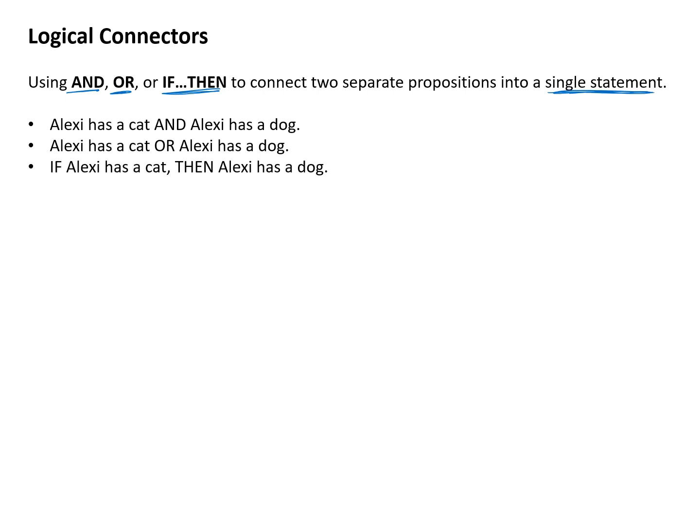Examples of using and, or, and if then. So let's say I have the two statements, Alexi has a cat and Alexi has a dog. I can connect them with the word and for a certain meaning. Or I could connect them with or. Alexi has a cat or Alexi has a dog. And then I can say if Alexi has a cat, then Alexi has a dog.